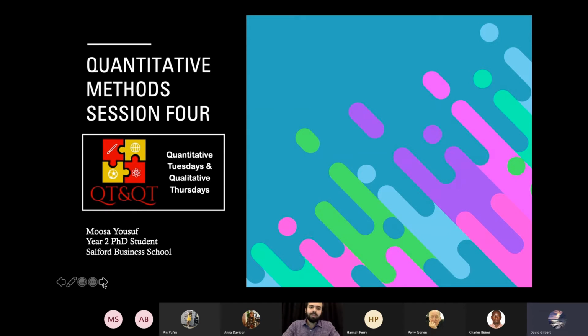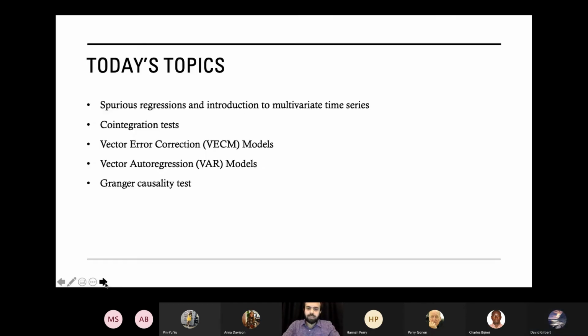All right. We'll start off with the last session of the Quantitative Tuesdays. And today we will talk about spurious regressions and why understanding these types of regressions is so important for multivariate time series. We'll look into what cointegrations are and how we can test for cointegration in different time series. And we look at vector error correction models, vector autoregression models, and finally, we'll also have a quick recap of the Granger causality test. All right, we'll get started right away.